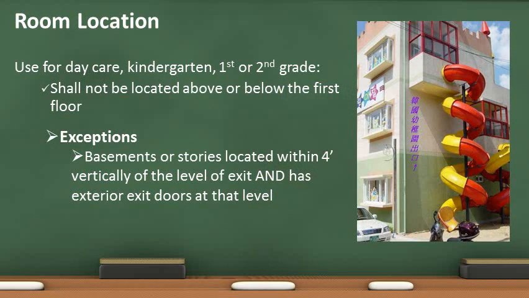Classrooms for students who are in second and lower grades are not permitted above or below the first floor. The only exception is when there are direct exits to the exterior at the occupied level and there is a sprinkler system throughout the entire building. The slide in the photo does not count as an exit.